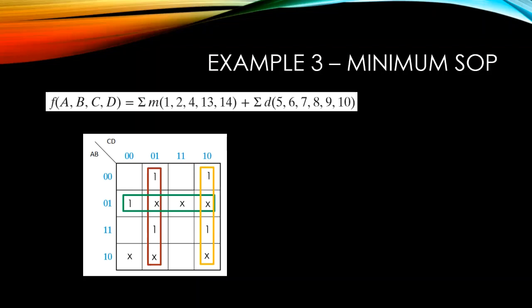So again, let's get the terms. For the red, C naught D. For the green, A naught B. And for the orange, C D naught. So just OR these 3, and that will be our final answer.